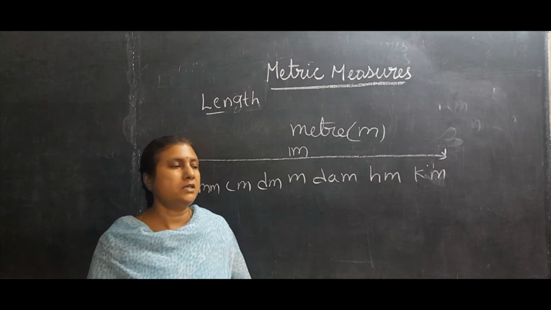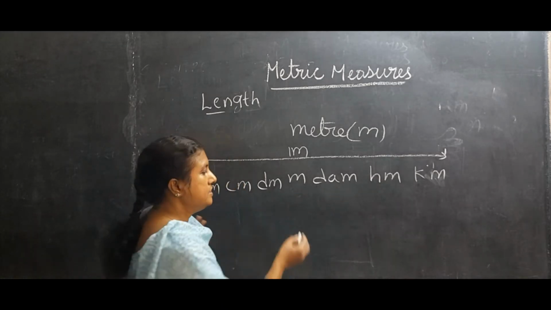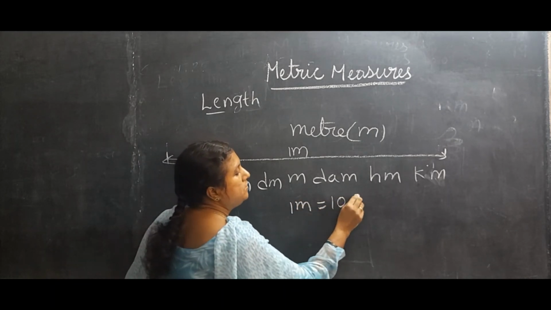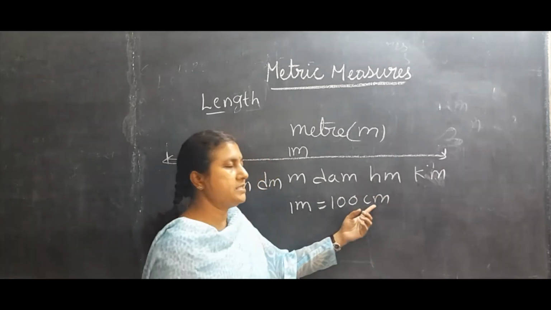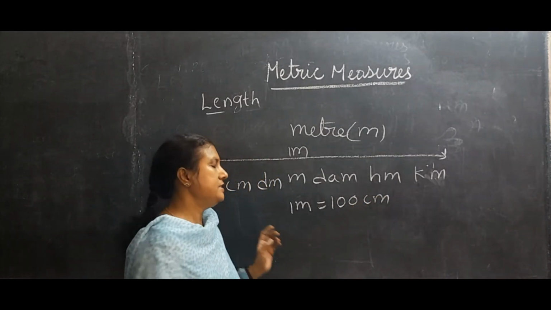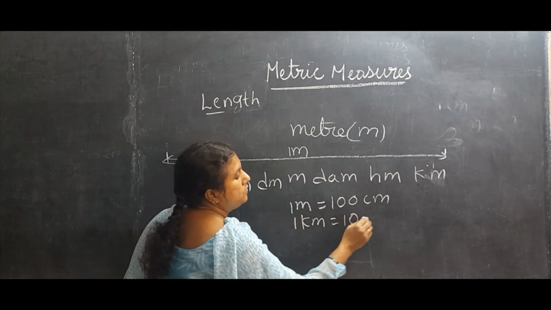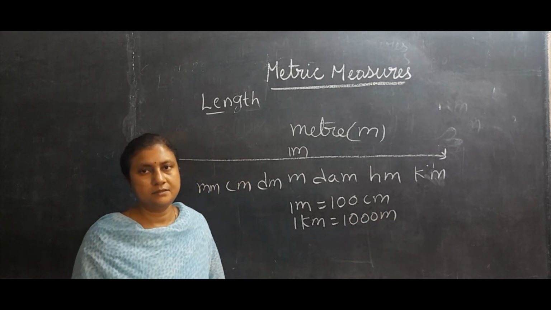Now we are going to learn about centimeter, meter and kilometer. See, 1 meter always will be equal to 100 centimeters. Cm is the short form of centimeter. Similarly, 1 kilometer will be equal to 1000 meters.